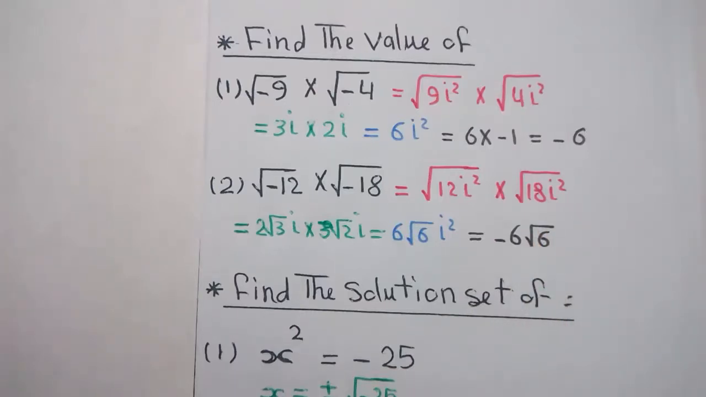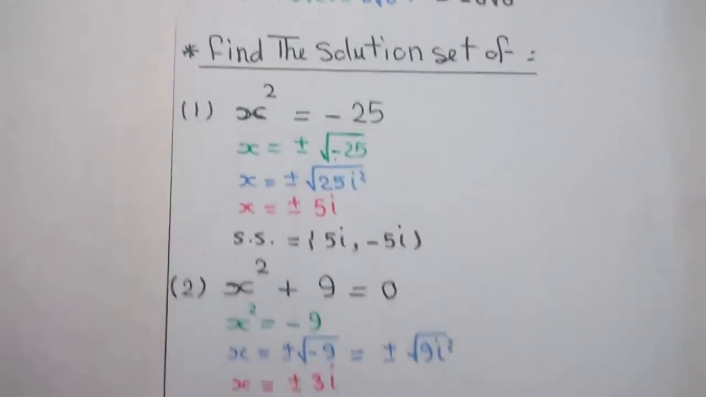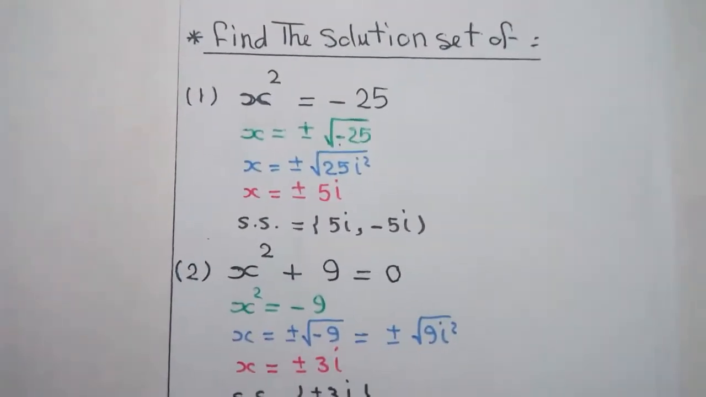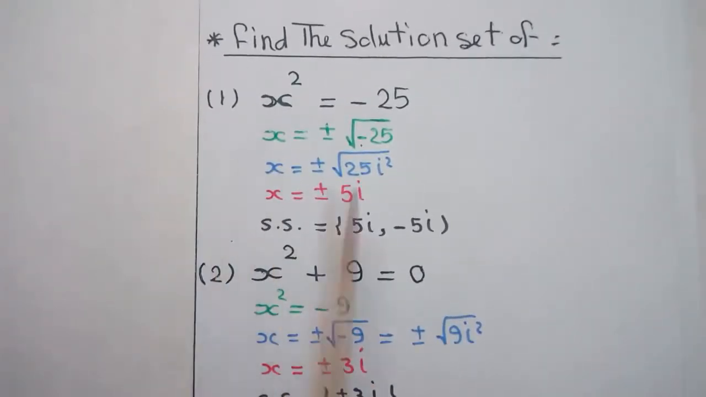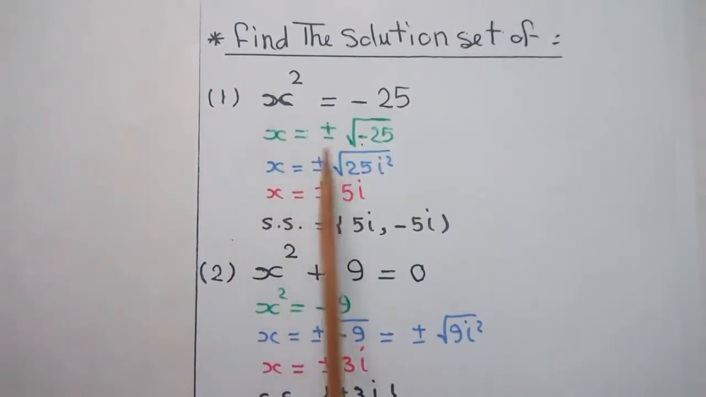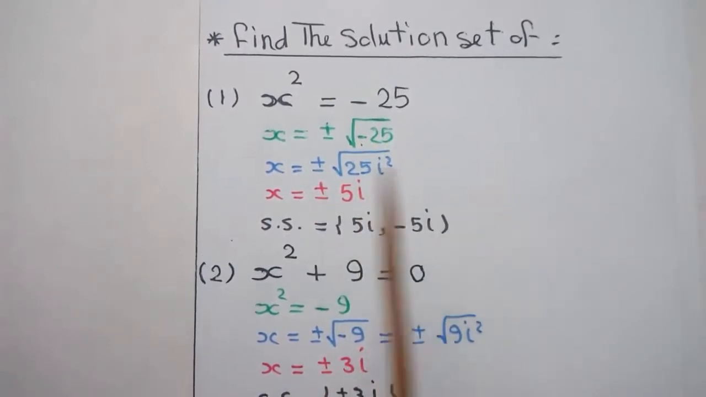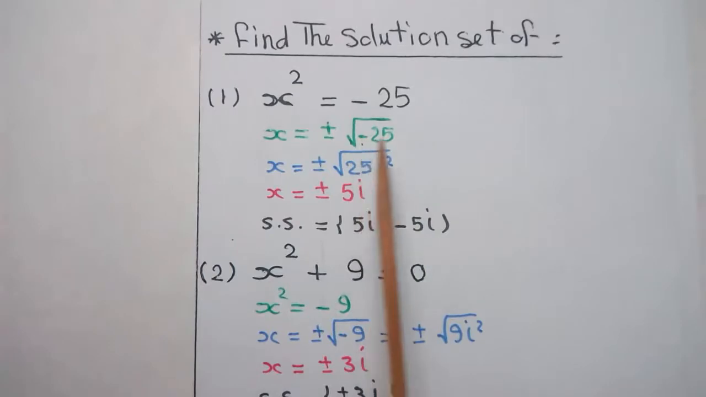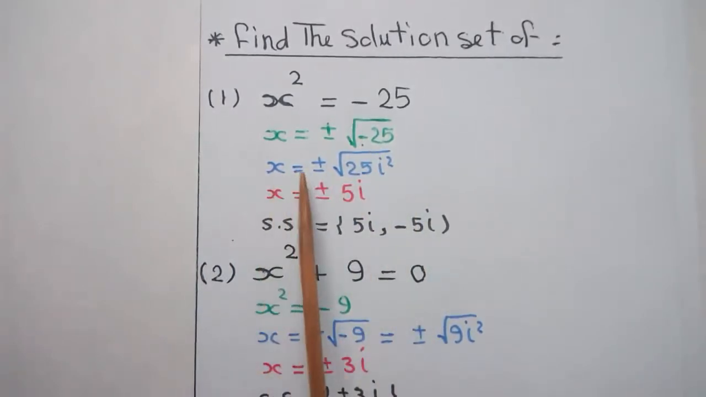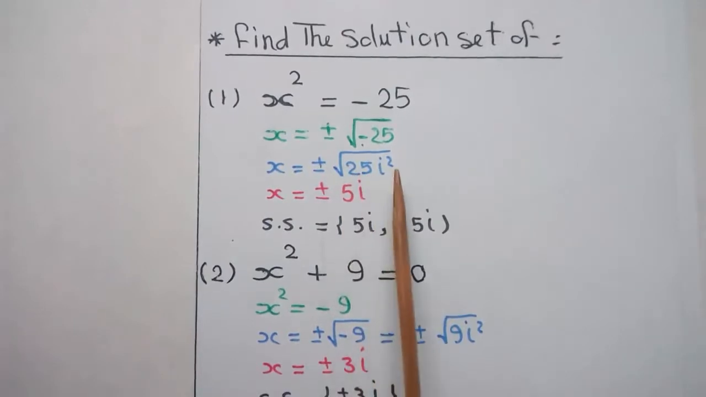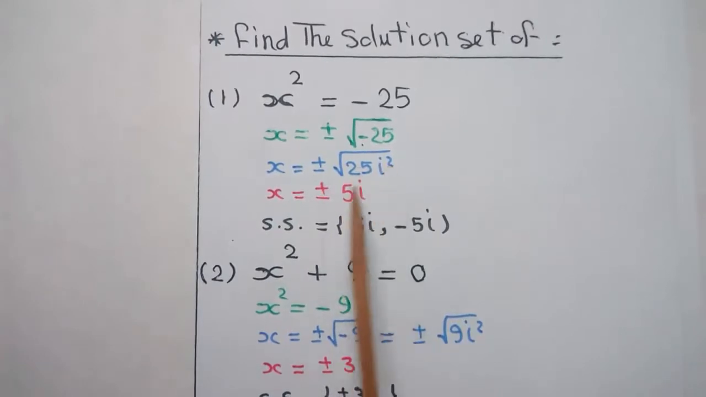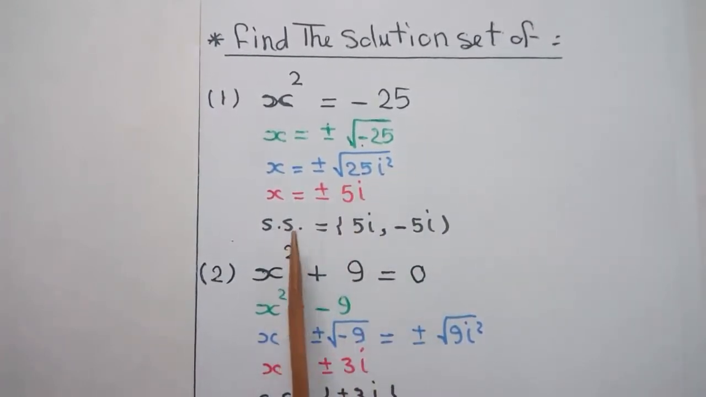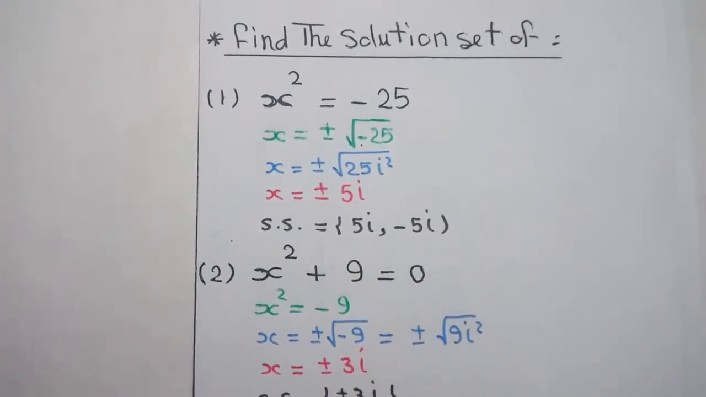Find the solution set of the equations. x power 2 equals negative 25. x equals positive or negative root negative 25. Negative 25 will be changed to negative i power 2. So x equals positive or negative square root of 25i power 2. It will be x equals positive or negative 5i. So the solution set is 5i and negative 5i.